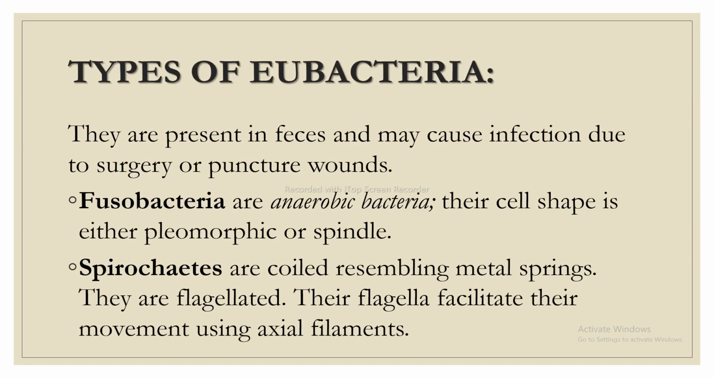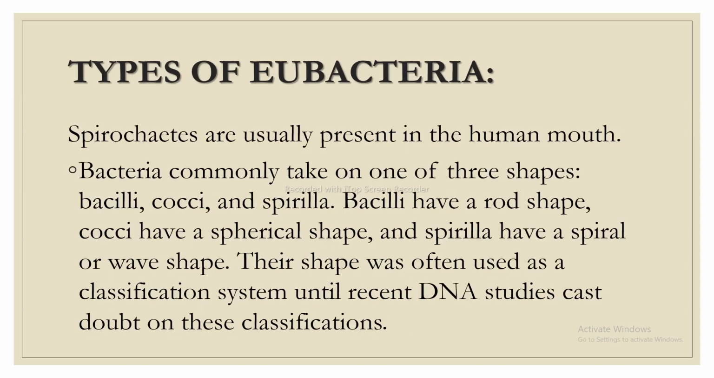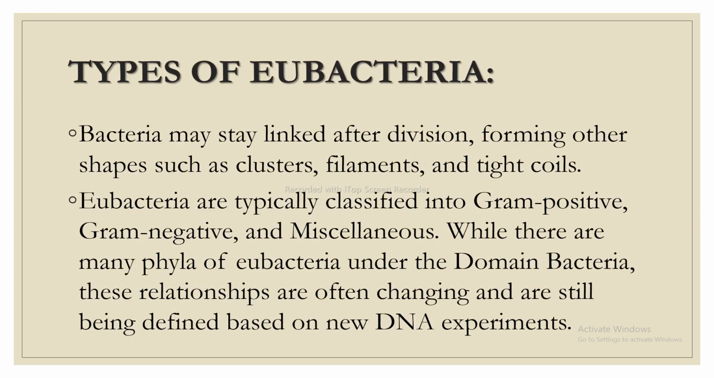Next is the Spirochetes, which are coiled resembling metal springs, and they are flagellated, and their flagella facilitate their movement using axial filaments. So Spirochetes are usually present in the human mouth, and bacteria commonly take on one of the 3 shapes: bacilli, cocci and spirala. So bacilli have a rod shape, cocci have a spherical shape, and spirala have a spiral or wave shape. Their shape was often used as a classification system until the recent DNA studies cast doubt on these classifications. So bacteria may stay linked after division, forming other shapes such as clusters, filaments and tight coils.